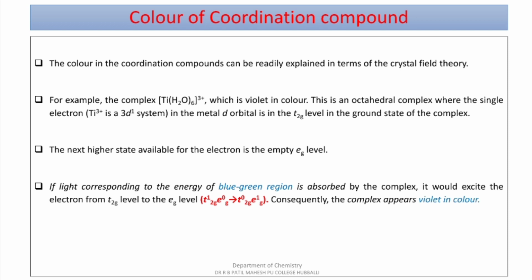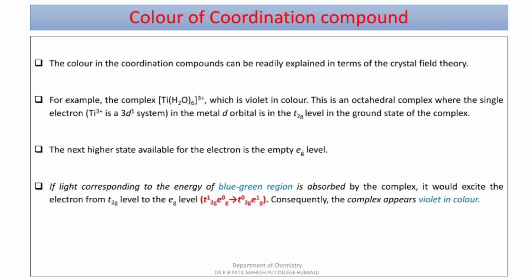When light of suitable frequency, corresponding to the energy of the blue-green region, is absorbed by the complex, it would excite the electron from the t2g level to the empty higher-level orbital eg, which changes the electronic configuration from t2g1 eg0 to t2g0 eg1.